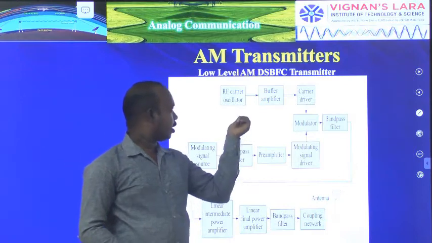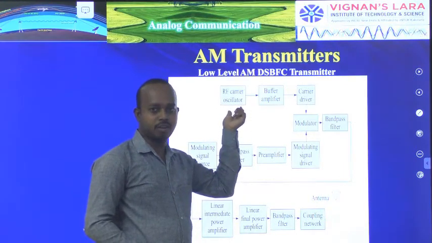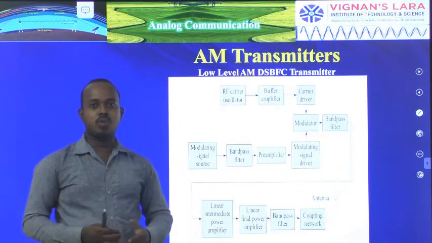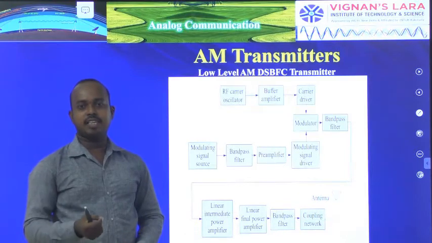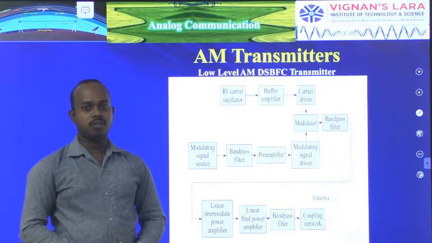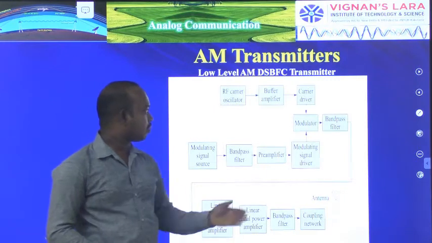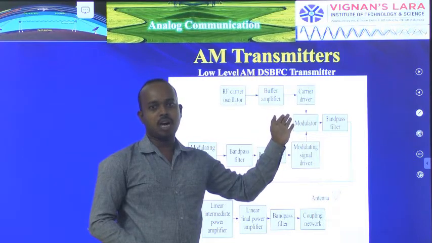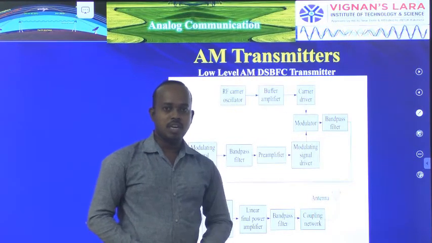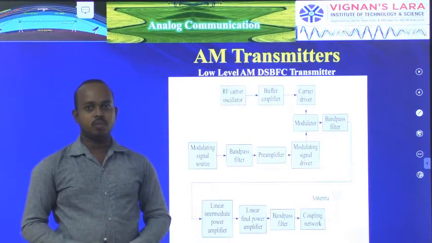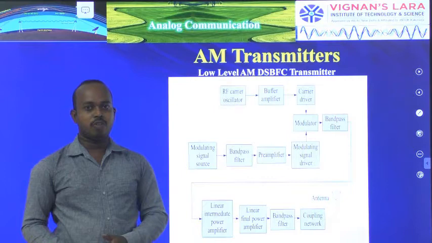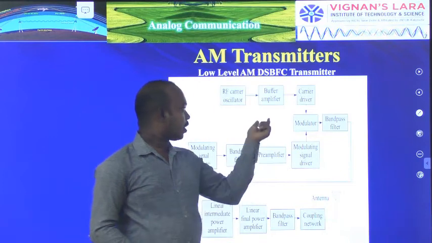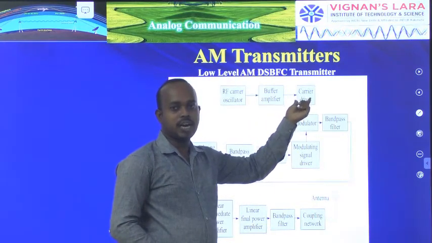Now you take the output from the RF carrier oscillator and assign it to the buffer amplifier. The buffer amplifier can control any fluctuations in the generation of the RF output. The signal is balanced by the buffer amplifier, which uses the efficient value of the RF carrier oscillator. If any leakage appears, we lose that signal, but without leakage, we mainly take the buffer amplifier output, which is assigned to the carrier driver.